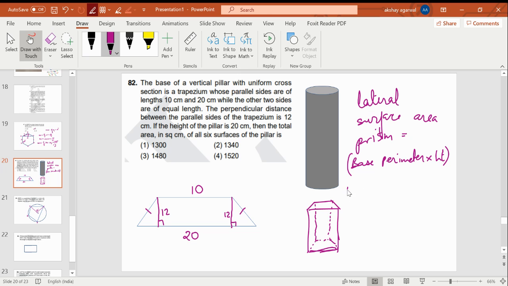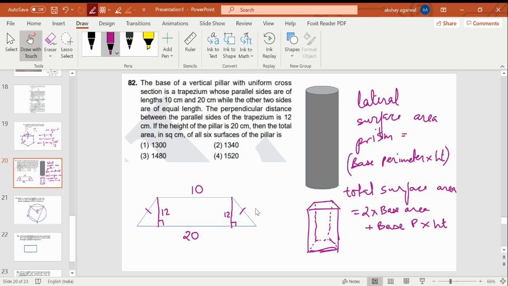So total surface area is always equal to the area of the top and the area of the base, plus this. So 2 into base area plus base perimeter into height. All right. So it's actually more based on the base.